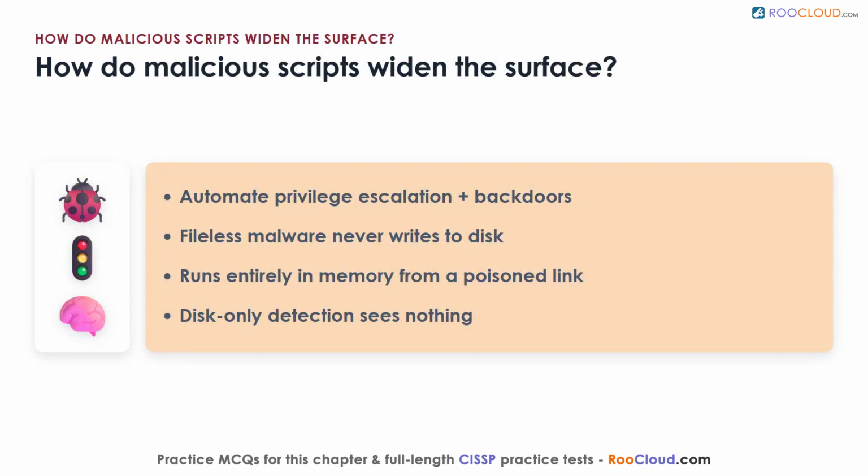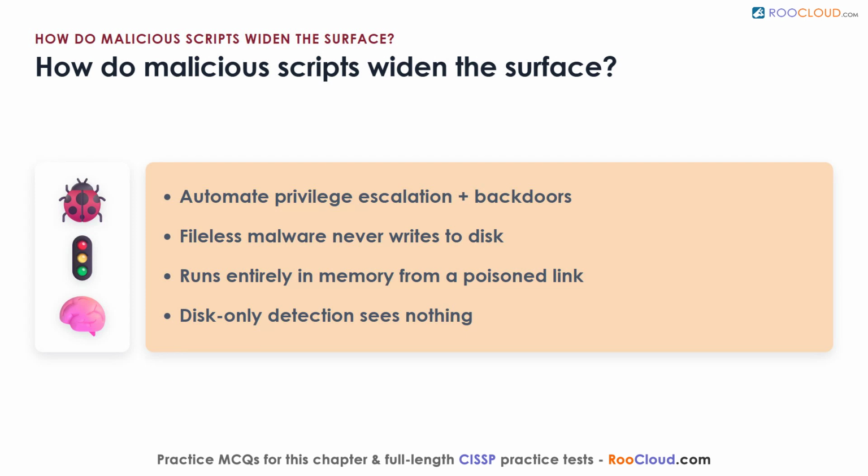How do malicious scripts widen the attack surface? Automation cuts both ways. The same scripting languages that let admins provision accounts in seconds let attackers automate privilege escalation, backdoors, and command and control setup the moment they land on a host. The most slippery version is fileless malware, which never writes to disk at all.